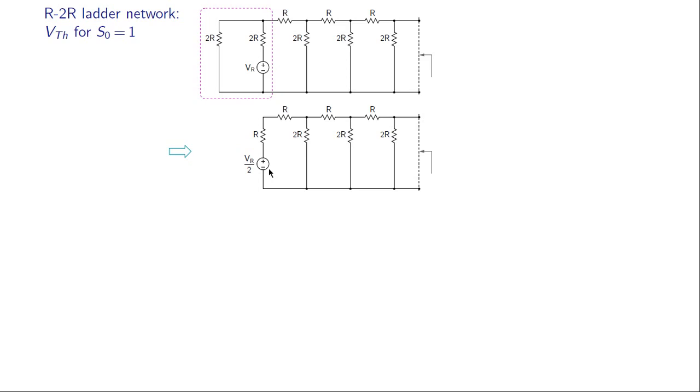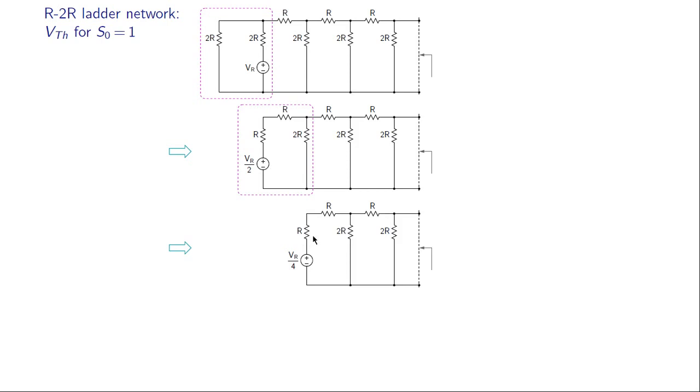Now we continue with this process. Note that this R and this R are in series. So this part looks exactly like this one, with only one difference, that is we have VR here, we now have VR by 2 over here. So then we will get this Thevenin equivalent R and VR by 4.